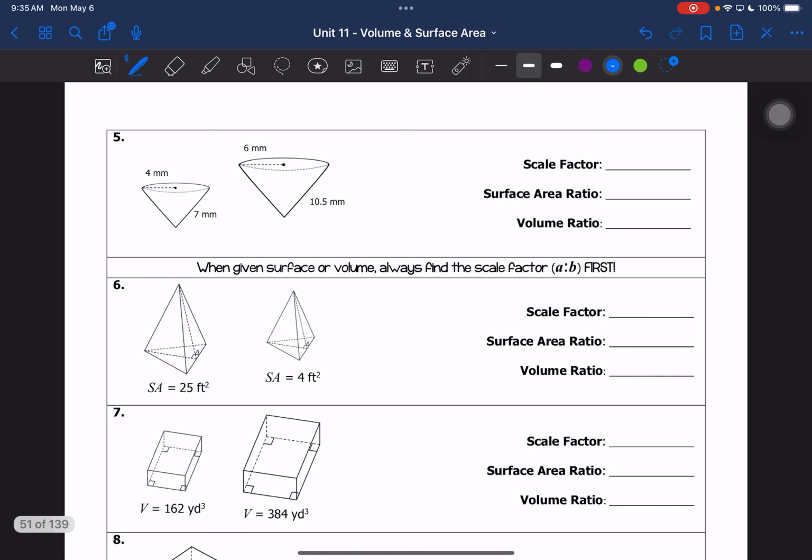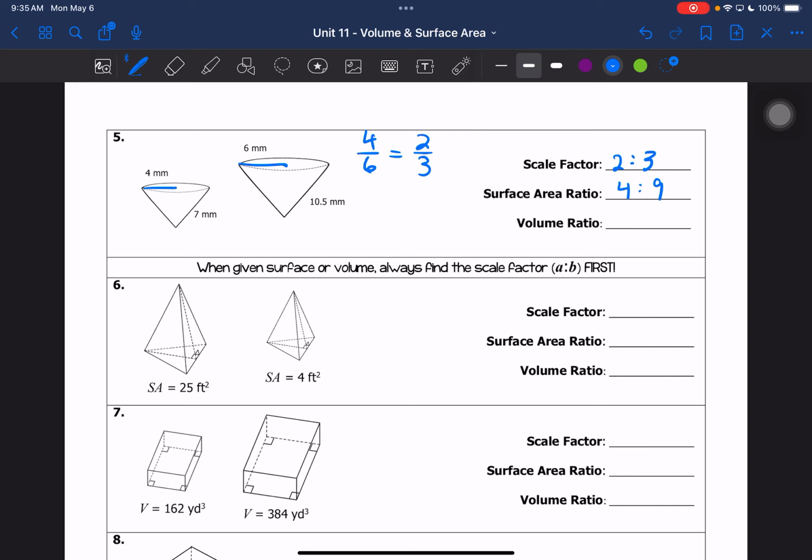Let's do a couple more of these just so that we get a good amount of practice. We know that these two cones are similar. We just need to start by finding the scale factor. So if we compare these, 4 over 6, that simplifies to 2 over 3. So the scale factor is going to be 2 to 3. And now I can find the next one. So remember, for surface area ratio, it's A squared to B squared. So 2 squared is 4, and 3 squared is 9. So the surface area ratio is 4 to 9.